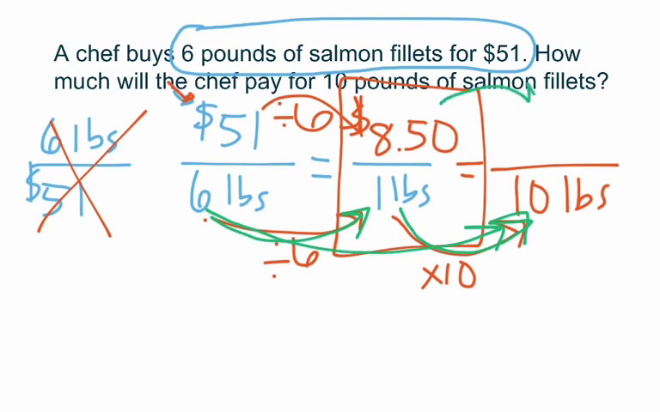We're then going to take the $8.50 and multiply that by 10, since that's what we did to the 1 on the bottom. $8.50 times 10 is going to be $85. Write out our final answer. How much will a chef pay for 10 pounds of salmon fillets? He will pay $85.